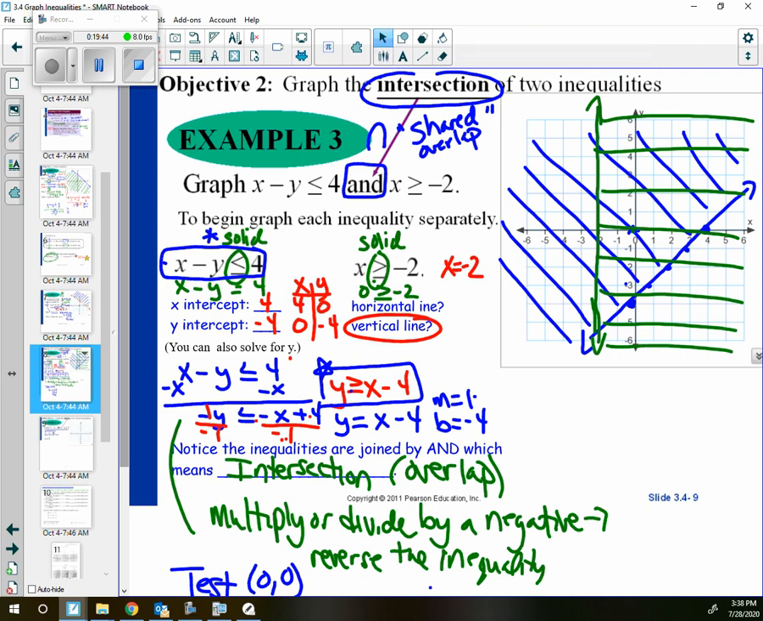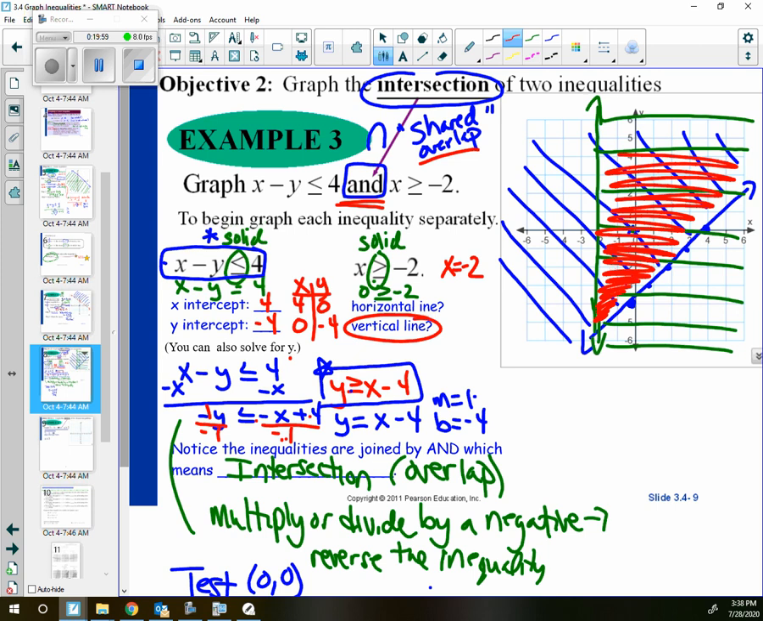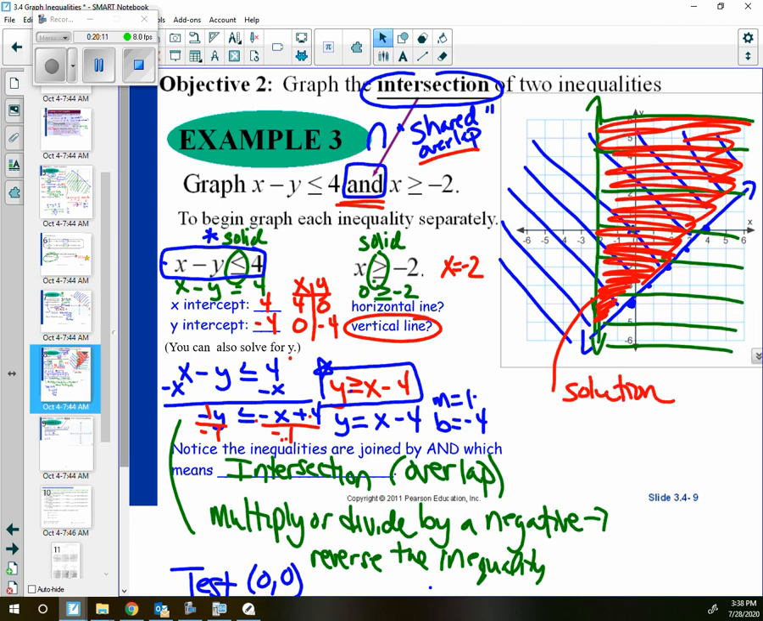Now the two colors is really nice because remember we want the and, or the overlap. Where do these two graphs share solutions? Well, it's all the places where it's both shaded in green and in blue. So this would be the intersection. Every single ordered pair in that region would be the solution to the system of inequalities. So we're able to show our solution by doing where they overlap. Is it possible that you could graph two that don't overlap at all? Absolutely, and that would mean no solution.